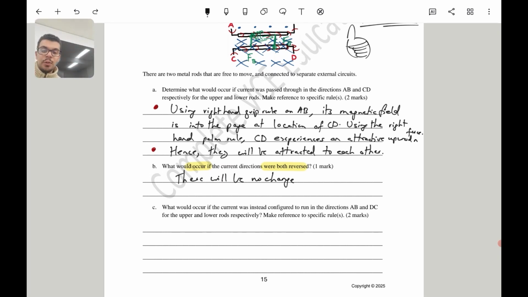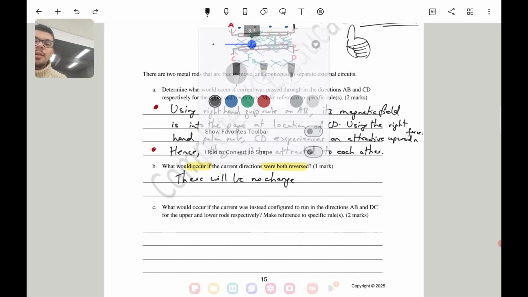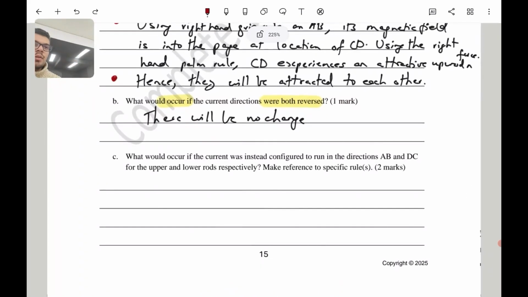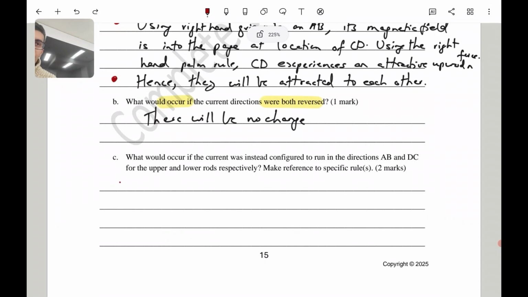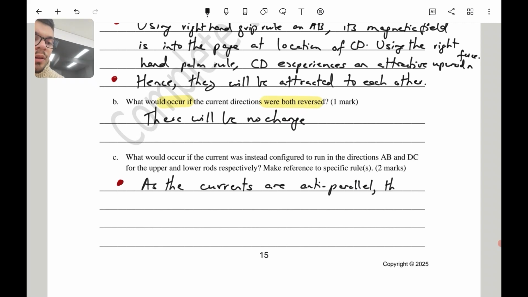But for part C, we have to now look at what will occur if the current was instead configured such that it ran from A to B and D to C. So now the currents are anti-parallel. Okay, so as the current are anti-parallel, the rods will repel now.